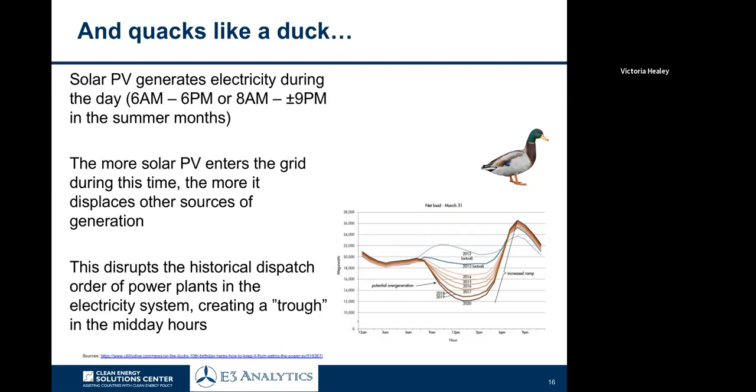The more solar PV enters the grid, the more it displaces other sources of generation. And as we saw, this disrupts the historical dispatch order of power plants in the system, creating a trough in the midday hours.